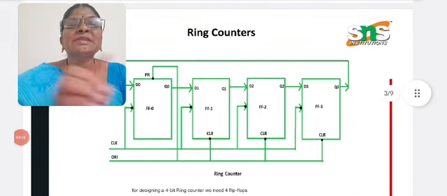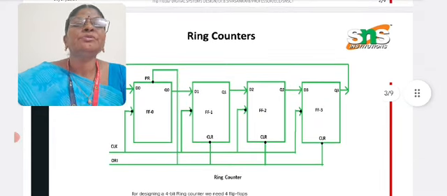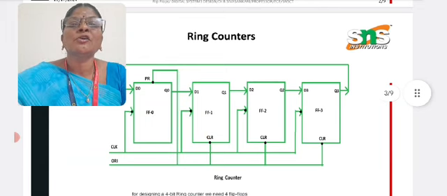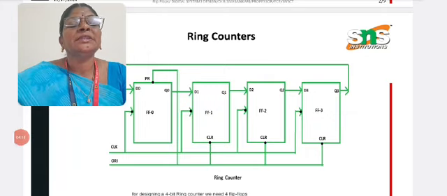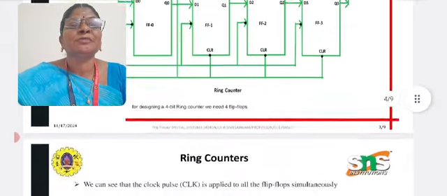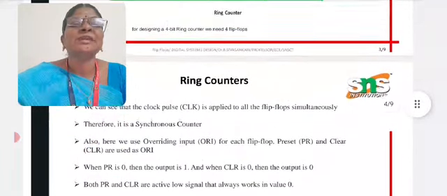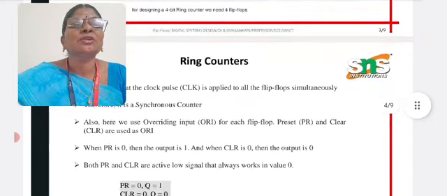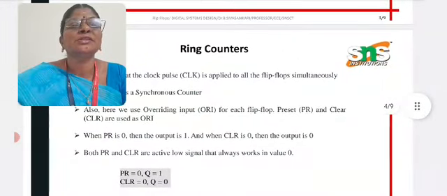It is a ring type, where the output again and again comes back to the input, from the first flip-flop to the next, then from the second to the third. It is almost the same as a shift register and has the same operation. We can see that the clock pulse is applied to all the flip-flops simultaneously, so it is said to be a synchronous counter. We know very well the difference between synchronous and asynchronous: if it is a common clock pulse, it is synchronous.